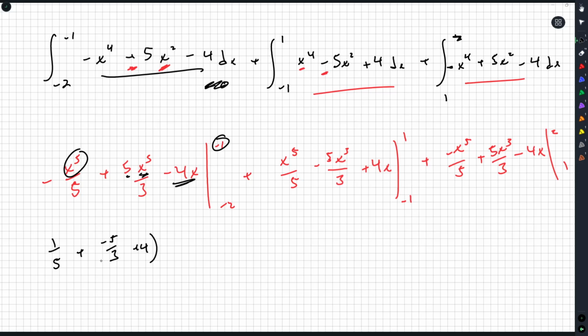So the first one is 1/5. So there's plugging in -1. We've got 5 more things to plug in. We'll probably have to go to the next page. We'll do minus, and now plug in -2. So you get negative of -32, so that's just regular 32 over 5. And then 5 times -8, so that'll be -40, or you could say plus -40 over 3. And then plus 8.